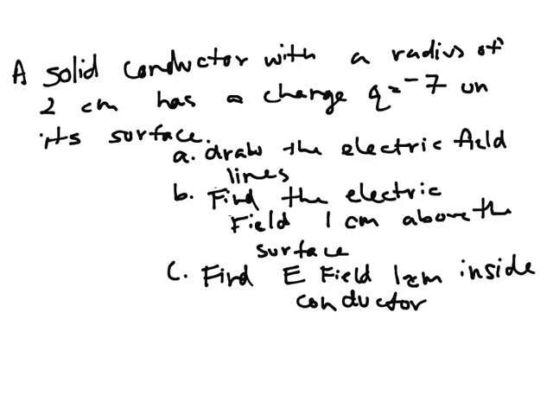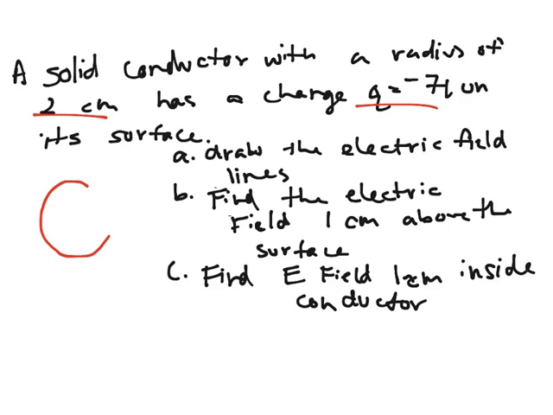A solid conductor with a radius of 2 centimeters has a charge of Q equals -7 coulombs on its surface. A, draw the electric field lines. B, find the electric field 1 centimeter above the surface, and C, find the electric field 1 centimeter inside the conductor. Alright, so first off, it's always good to draw a picture.